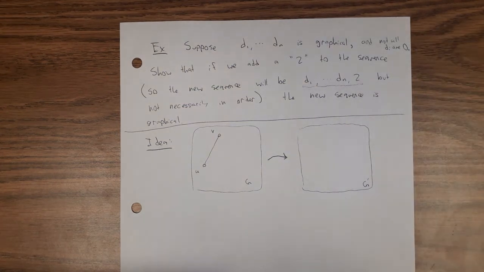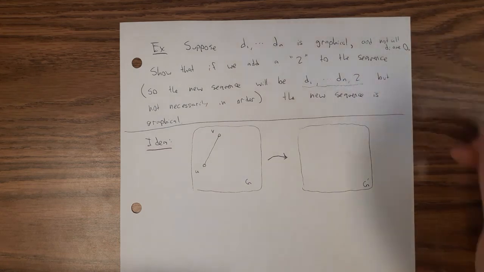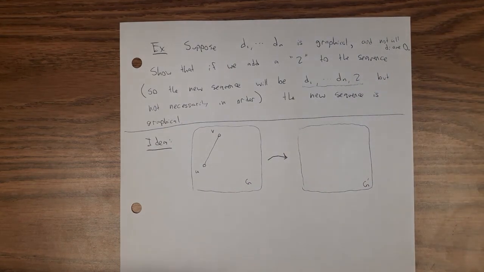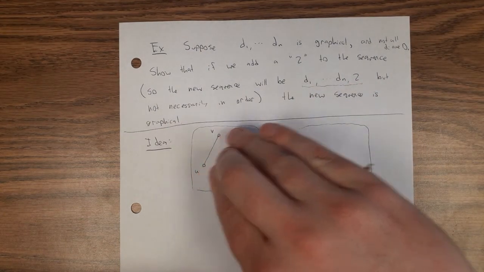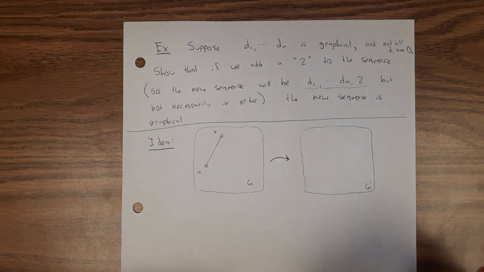So there's going to be one more vertex. That new vertex has to have degree exactly 2. And other than that, all the degrees of all the vertices have to stay the same. Here's the idea for how to do that.